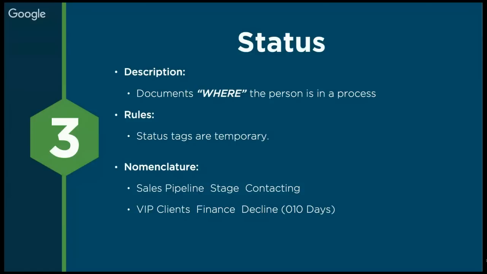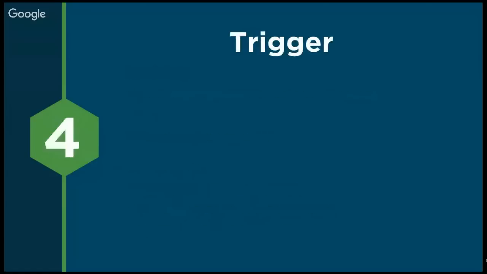In status tags, you're often applying a tag, and then when they move to the next step, you're removing that same tag and applying the next tag. And so they only ever have one status for any process, even though there are multiple tags for the different steps in that process. Okay, here's another example: VIP clients, finance, decline 11 to 30 days. So again, we're tracking them throughout the process there.